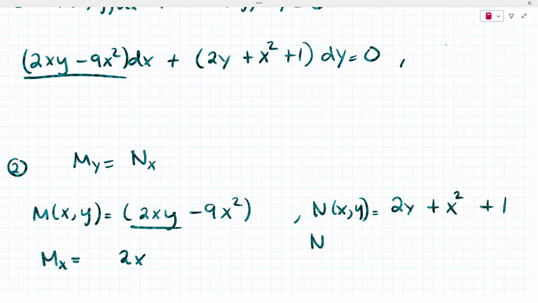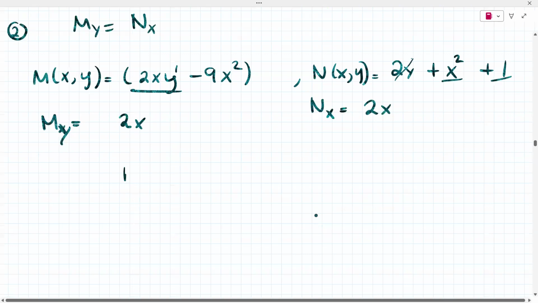So the n with respect to x is, well, I made a mistake. This should be the partial of m with respect to y. So the derivative of this with respect to y, this has a y, the derivative of y is just 1. So you're just left with 2x. And then over here, this with respect to x, this does not have an x, so it is a constant. The derivative of x squared is 2x. This is a constant, so yes, m of y does equal n of x.